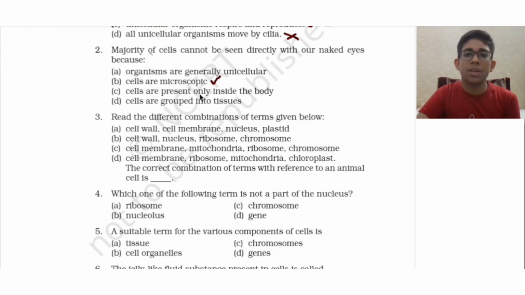Next option, cells are present only inside the body. No, we know that cells are outside our body too, like skin cells, the plant and animal cells, and all the bacteria and viruses in the air. They are outside the body. So this is not the correct reason. Next option, cells are grouped into tissues. This is also not the correct option because we can see our skin cells, that is tissues, in a group, and there are many other organisms like amoeba and spirogyra that are single cells, so we cannot see them either. So this is also wrong. So our answer to the second question is B, that cells are microscopic.